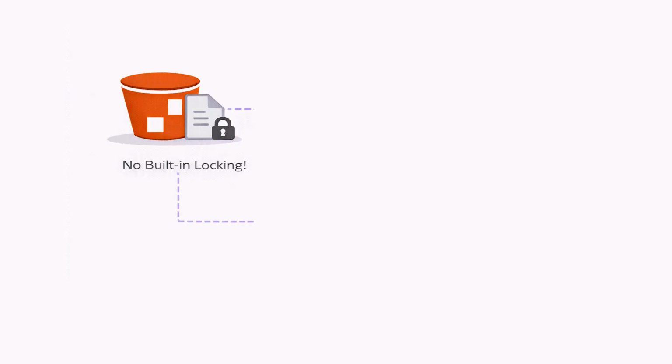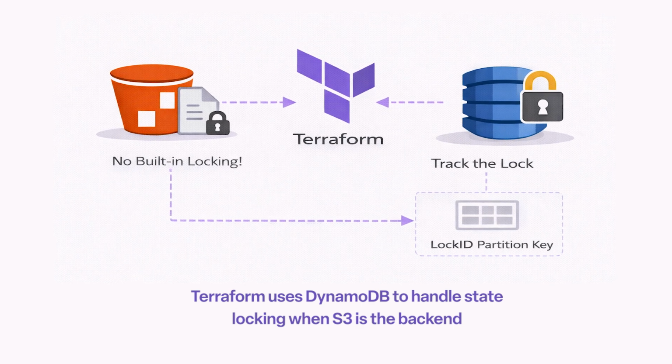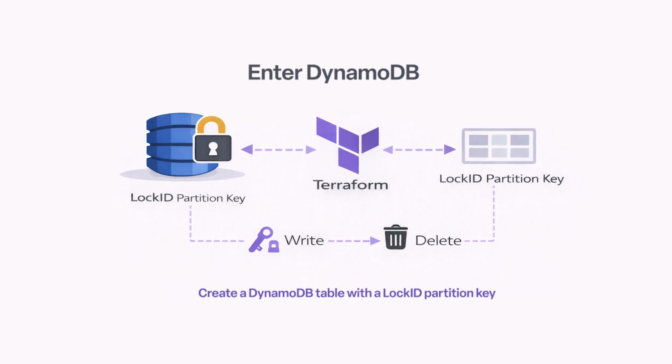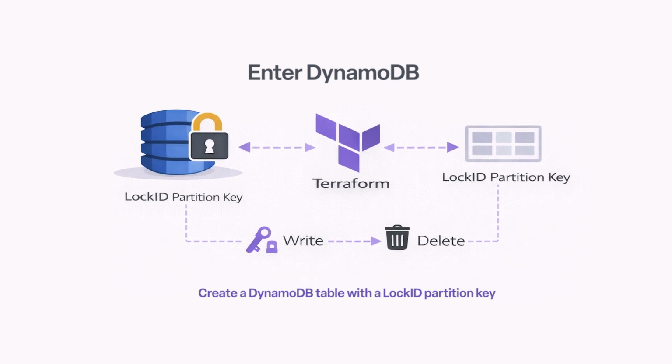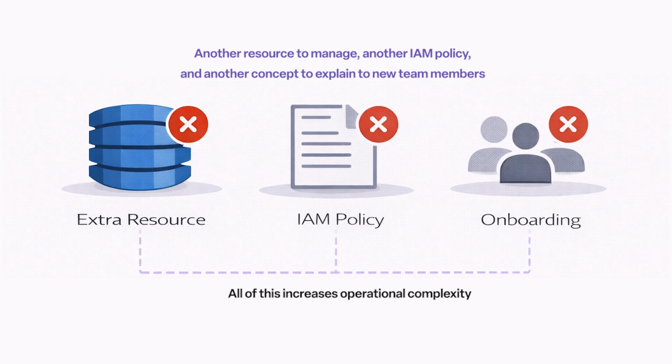Here's how Terraform state locking has worked for years. You store your state in S3, great. But S3 doesn't have built-in locking. So Terraform needed somewhere to track who's holding the lock. Enter DynamoDB. You create a table with a LockID partition key. Terraform writes a lock record before making changes, deletes it when done. It works, but it's another resource to manage. Another IAM policy, another thing to explain to new team members.